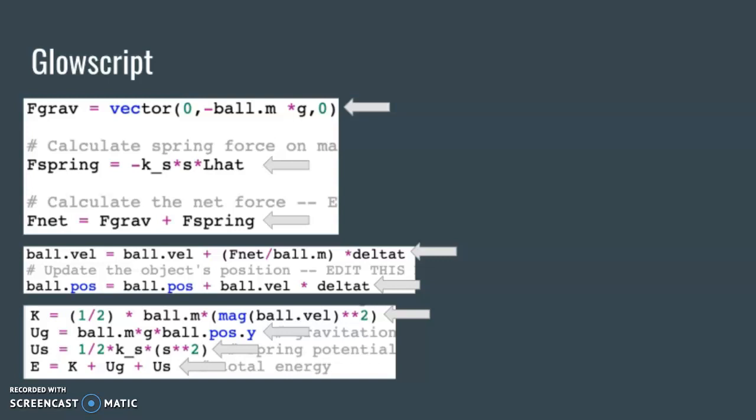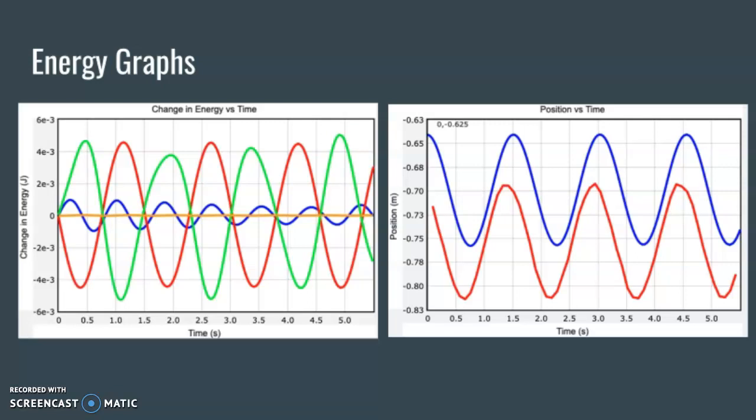Next, as we've done in previous labs, I updated the ball's velocity and position equations. Finally, I updated the kinetic energy to equal 1/2 times the ball's mass times the magnitude of the ball's velocity squared. The potential energy of gravity equals the ball's mass times gravity times the ball's position in the y direction. I updated the potential energy of the spring to equal 1/2 times Ks times S squared. Finally, the total energy of the system equals K plus the potential energy of gravity and the potential energy of the spring.